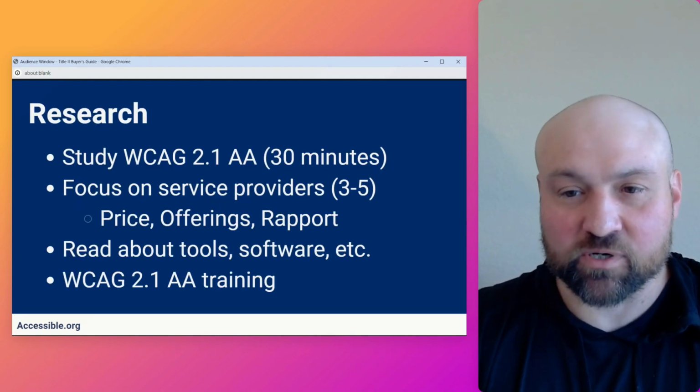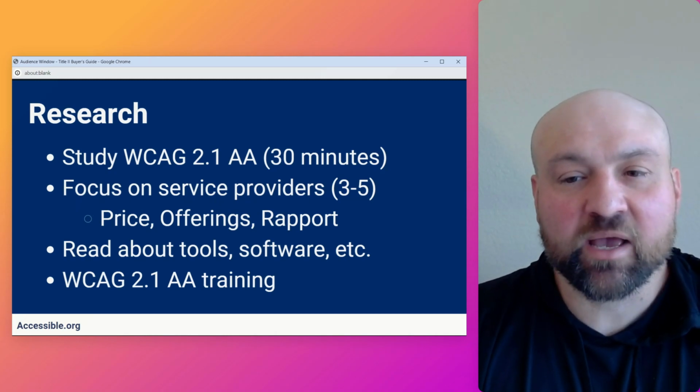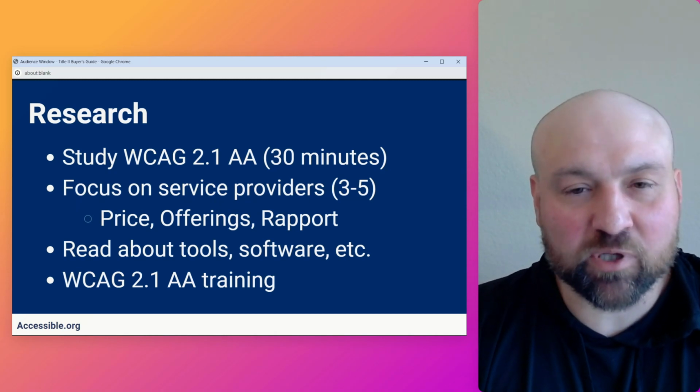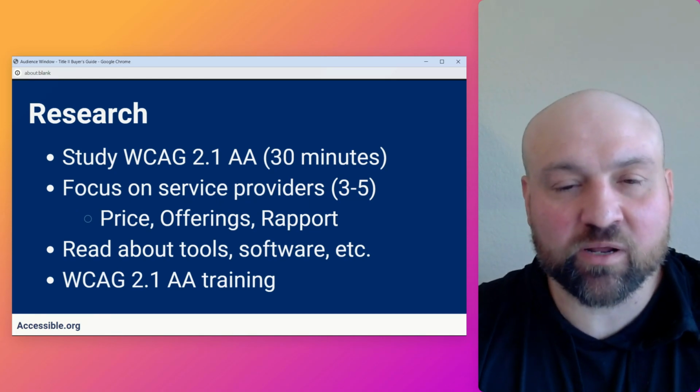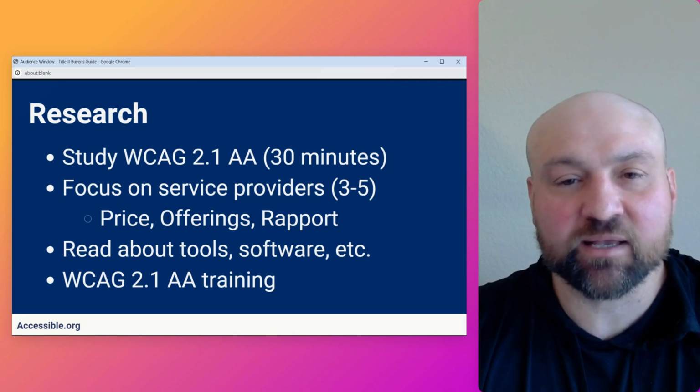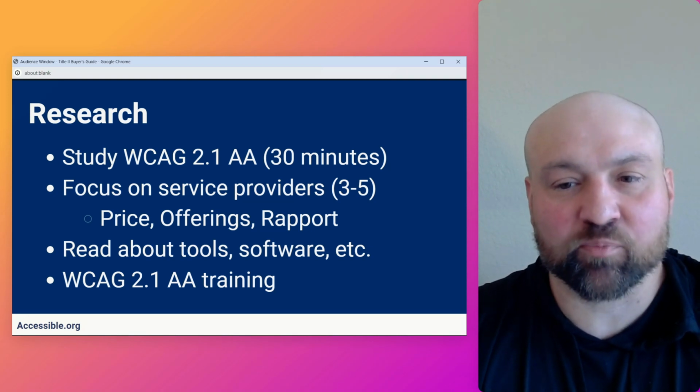What do you need to work towards? Research will help you get on the right path and stay on the right path. The first bullet point I have is to study WCAG 2.1 AA. Even if it's just for 30 minutes and you go through my guide and my checklist, this is going to help you throughout the compliance process.